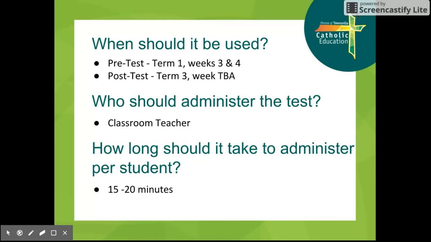How long should it take? Well, it's useful to aim for about 20 minutes per student. We have found in the past that the pre-test is a bit quicker to implement than the post-test. And we continually are trying to make changes in terms of the technology involved in order to make the testing procedure as short as possible.